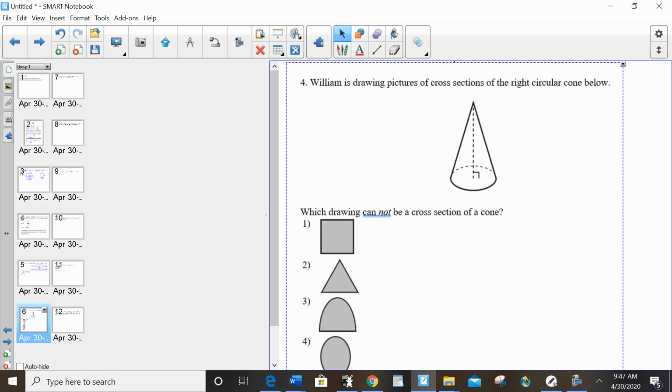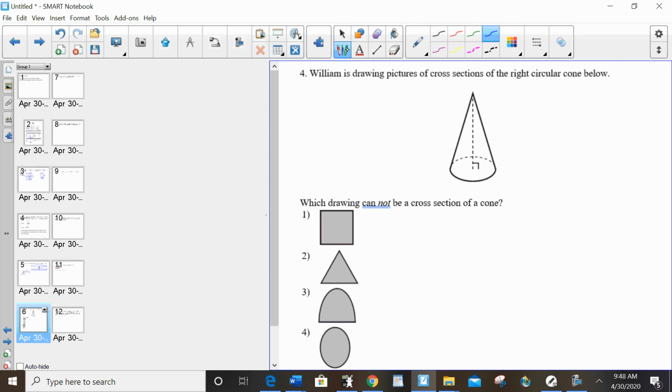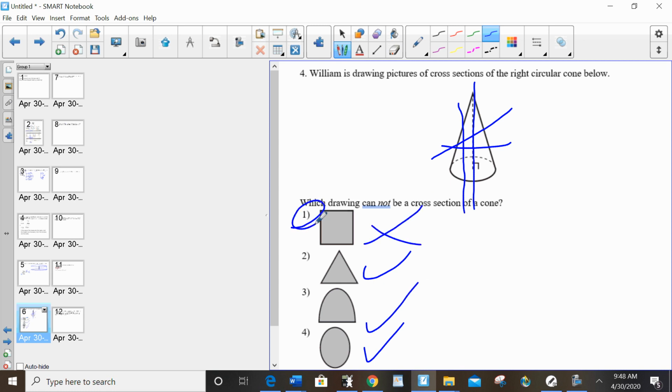So if I slice a cone, remember I took out the Play-Doh and I started slicing it. If I slice it vertically, I get a triangle. If I slice it horizontally, I get a circle. If I slice it diagonally, I get an ellipse. If I slice it vertically through the side, I get this parabola, but there's no way to end up with a square or a rectangle for a cone.